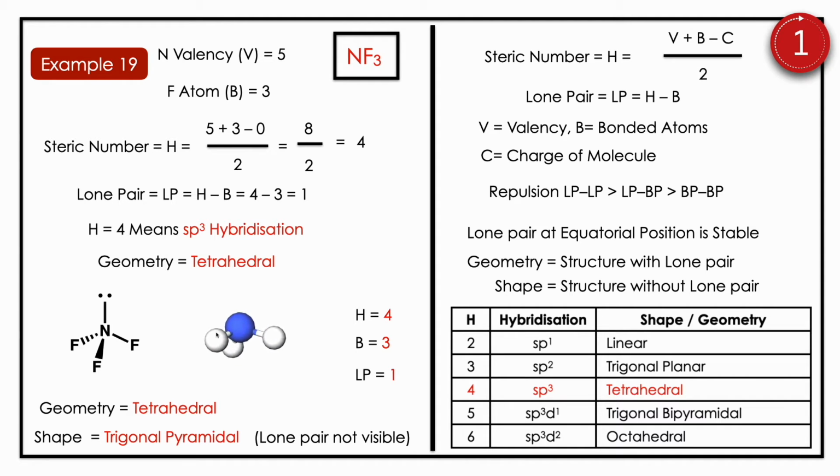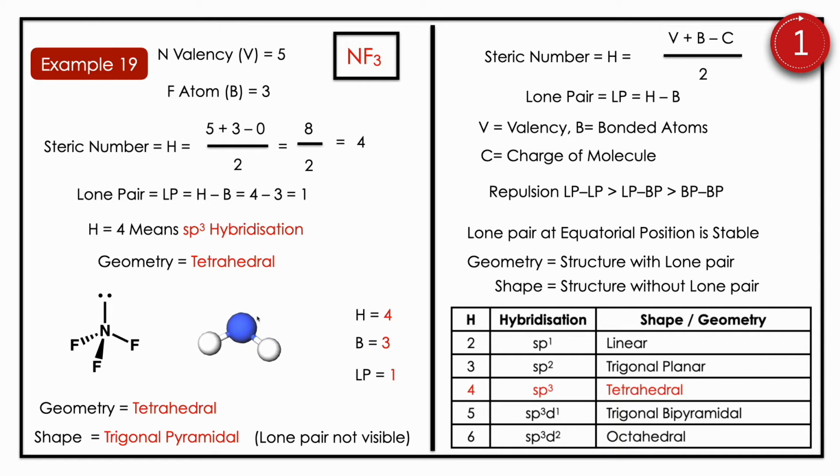Then let us look at example 19, NF3. Nitrogen valency is 5. Fluorine atoms are 3. So if you substitute in our formula, H equals 5 plus 3 minus 0 whole divided by 2, which gives 8 by 2, 4. Lone pair will be H minus B, which is 4 minus 3 equals 1.